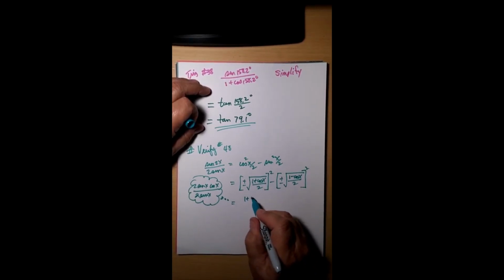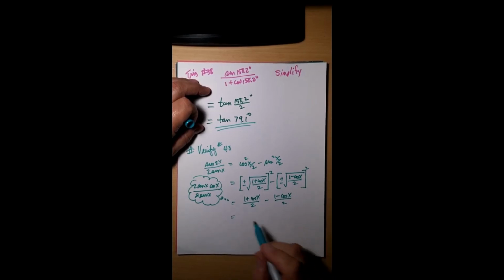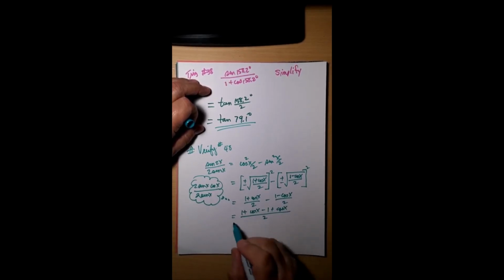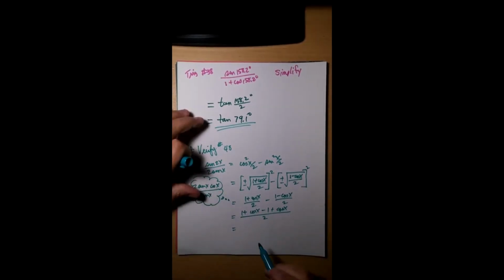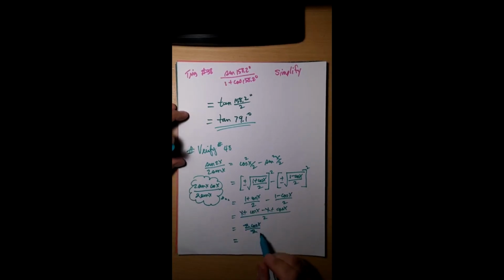So 1 plus cosine x over 2 minus 1 minus cosine x over 2. They have a common denominator, but be a little careful of the subtraction. 1 plus cosine x minus 1 plus cosine x. That negative affects that too. All over 2. So the 1's cancel. This is 2 cosine x over 2, which the 2's also cancel. So you say, well, heck, I just get cosine x.